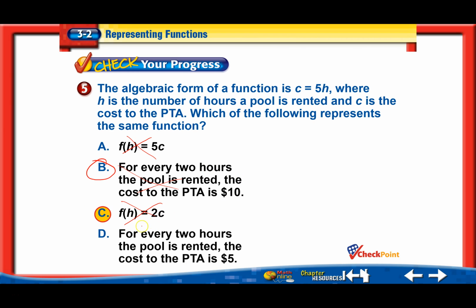I'm not sure why they have this 2c in here, because for every hour, it's going to be 2 times the number. So if there's 2 hours, it's going to cost them $10. For 3, it's going to be 15. 3 times 2 is not, I'm not sure why that's the case. So I feel that B is the correct answer. If you feel that it's C, maybe I'll give you a prize come class time.